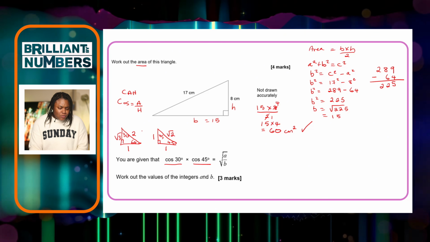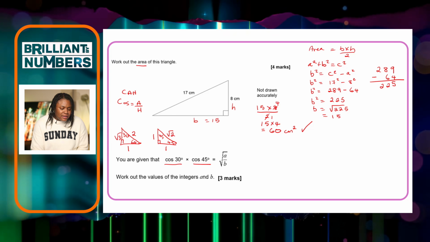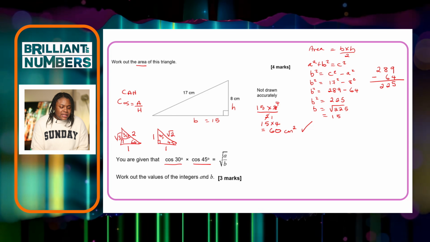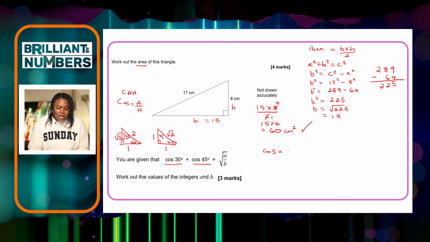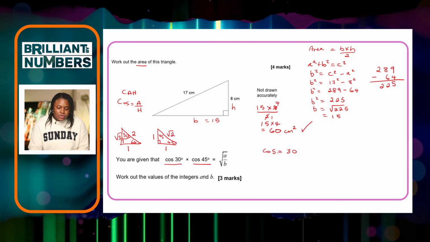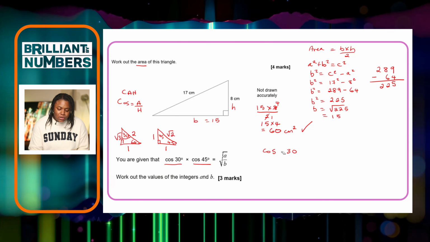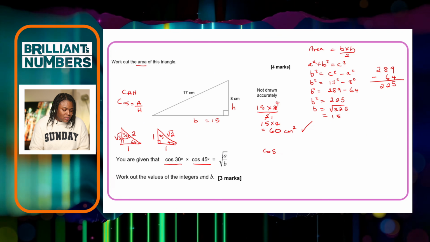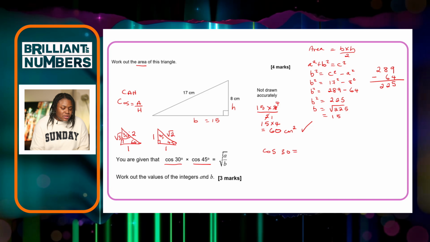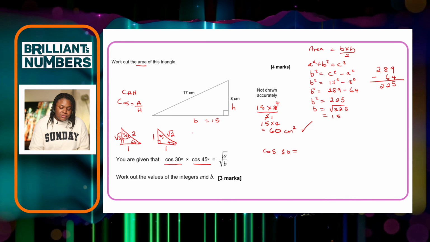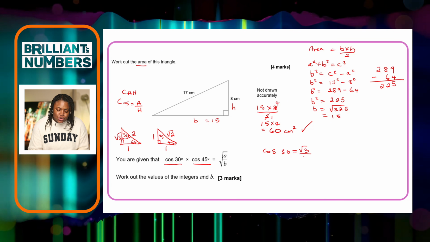So let's go. We know cos is adjacent over hypotenuse, so I need to go to 30 and see the adjacent is root 3. So let's write what cos 30 is first. Cos 30 is equal to the adjacent side, root 3, over the hypotenuse, which is 2.